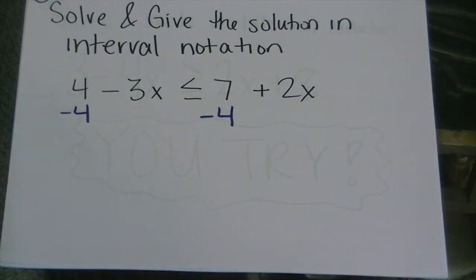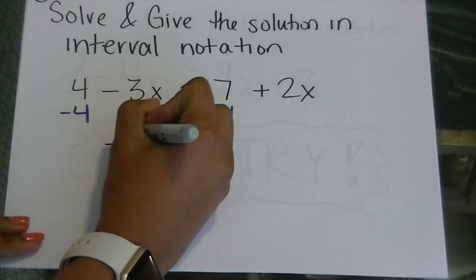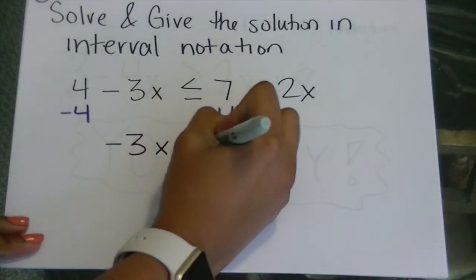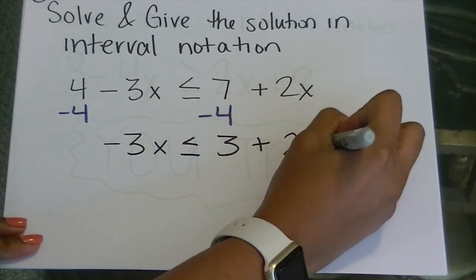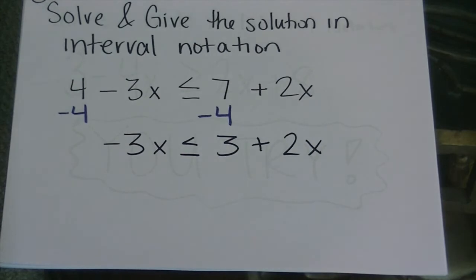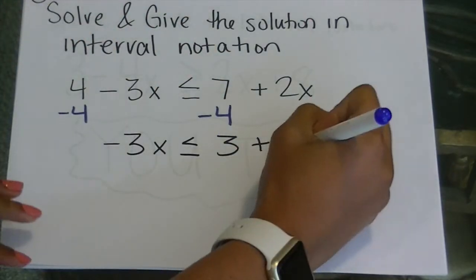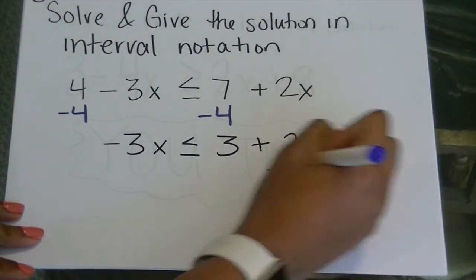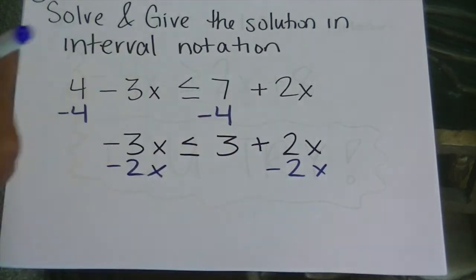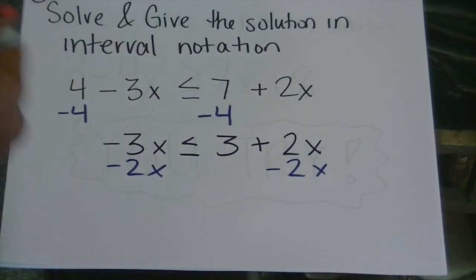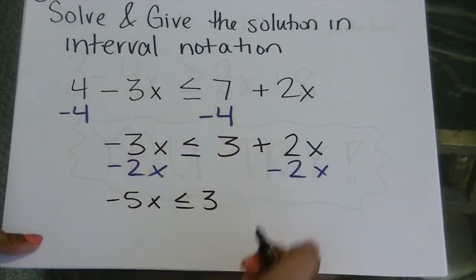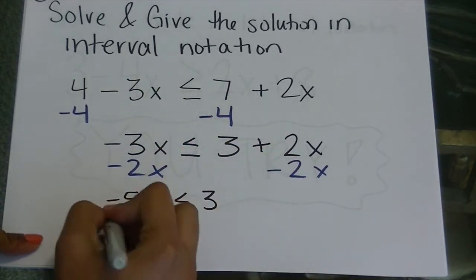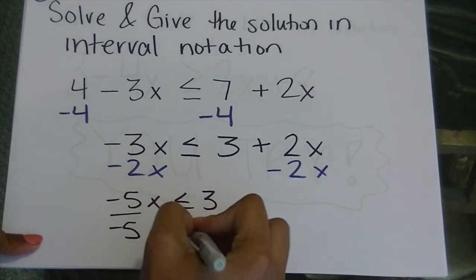Okay, I'm subtracting 4 on both sides. Once I do that, I'm just left with negative 3x is less than 7 minus 4 gives me that 3 plus 2x. Okay, now I'm going to move over this 2. So I get negative 5x is less than or equal to 3. Now I'm going to divide by negative 5.